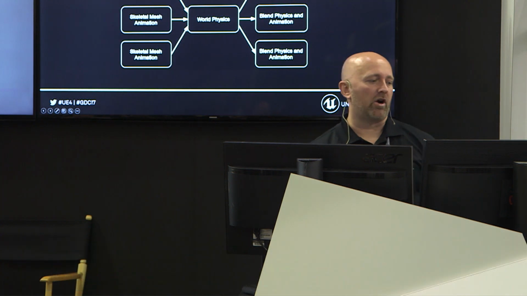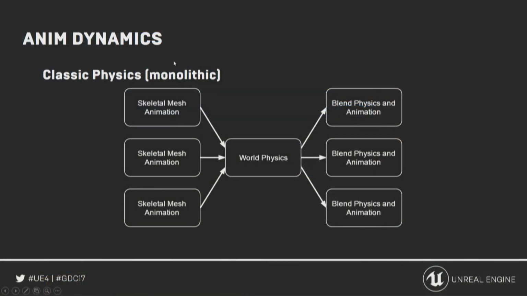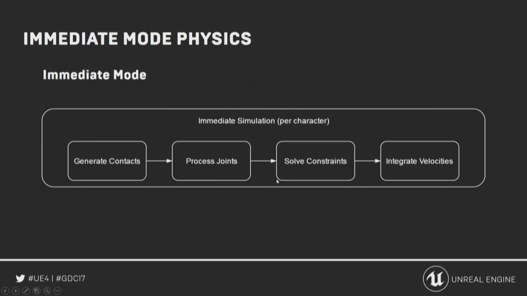So looking at this chart here, in ANIM Dynamics, we take all of our simulating characters and all of the physics calculation happens within one world. And then once all of that is resolved, we push the results back out onto the characters. So as you can see, there are two choke points within this graph that could potentially trip us up. With the new immediate mode physics, we run a very lightweight simulation on each individual character.